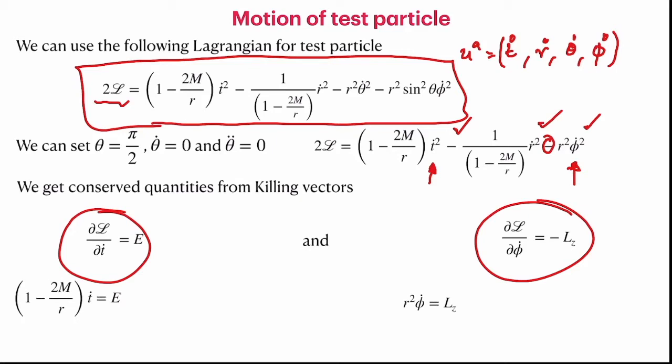Now from the Lagrangian, we can simply calculate this. What we get is (1 minus 2m by r) t dot is equal to E, which is constant. On the other side, we get r square phi dot is equal to Lz. We can use these equations immediately to write the t dot equation and phi dot equation. That means these two equations of motion are decoupled and solved. So we have t dot is equal to E by (1 minus 2m by r), and phi dot is equal to Lz by r square.